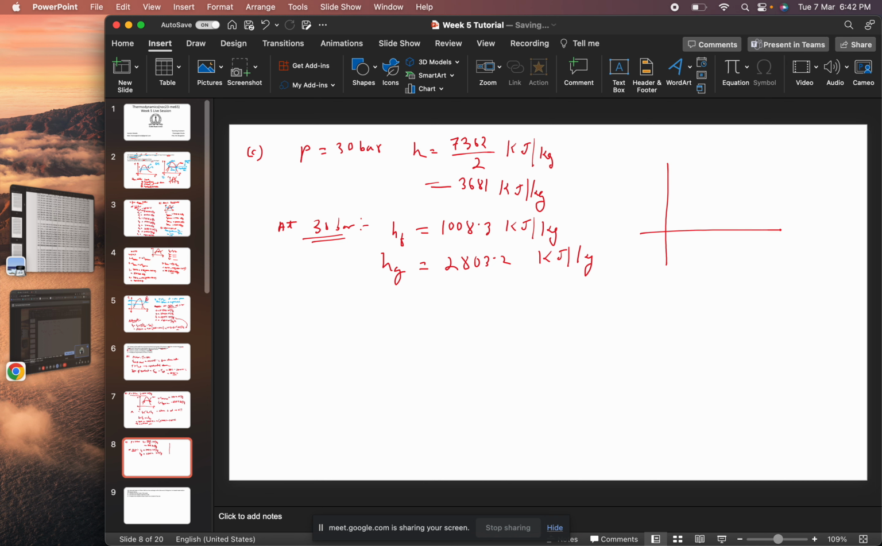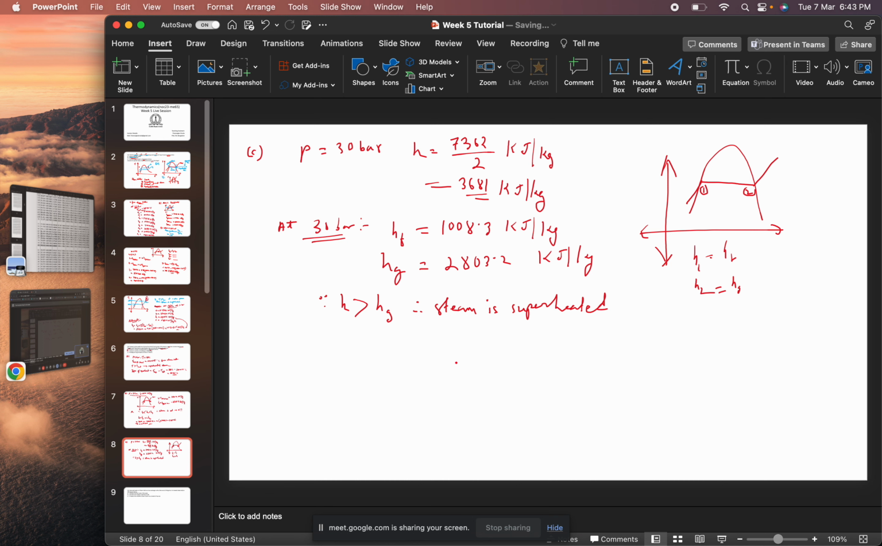Okay, you see here, this is my point number 1, this is my point number 2. So H1 is basically my HF, H2 is basically my HG. Now you see my given enthalpy value is higher than my HG. That means what? Since H is greater than my HG, therefore the steam is superheated.